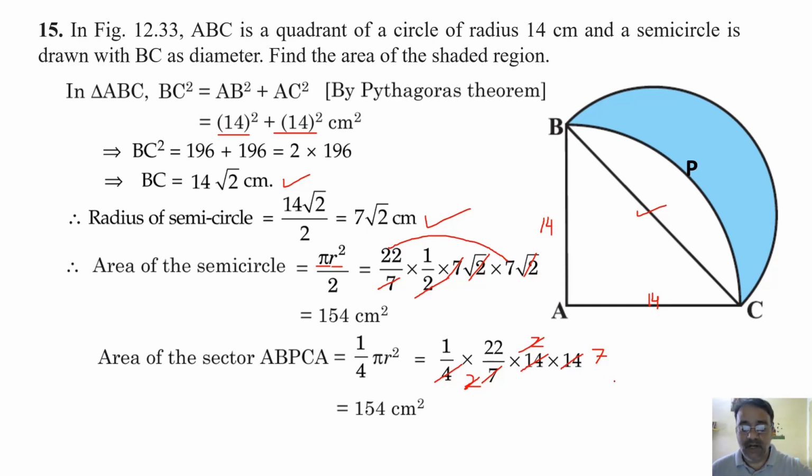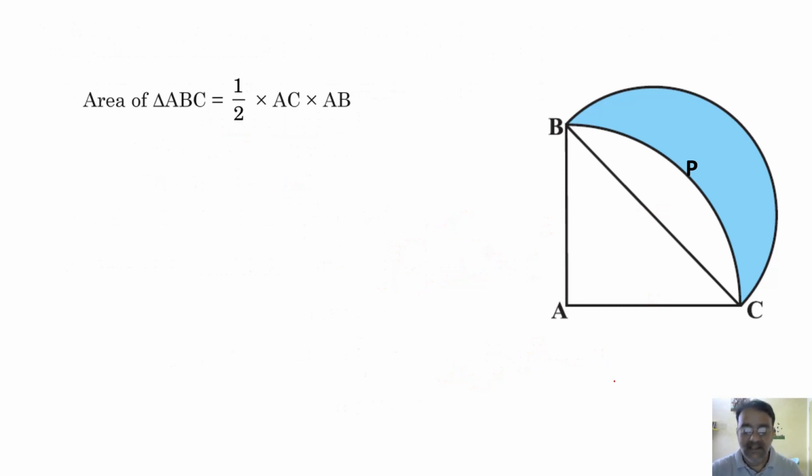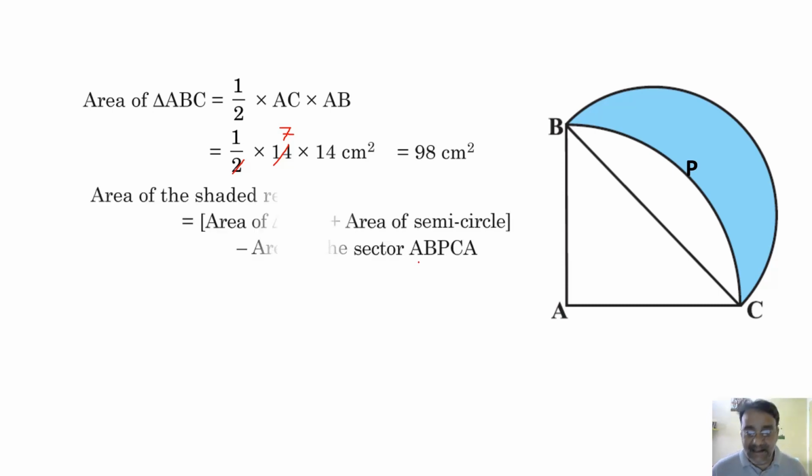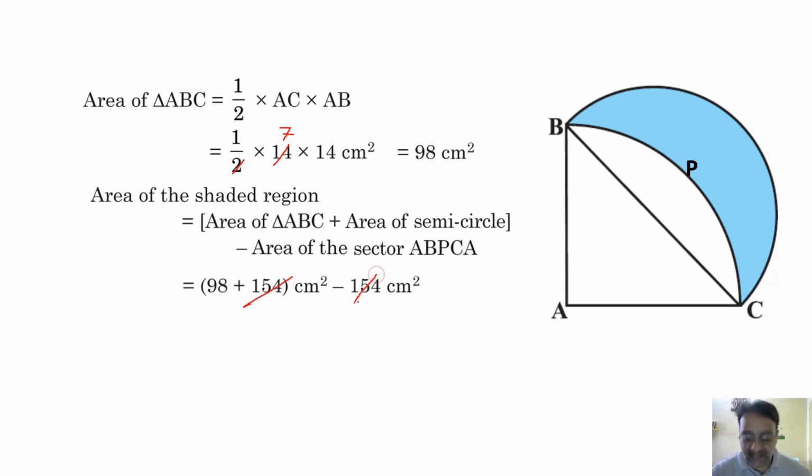Okay, so now only one is left, the area of triangle ABC, that is half into base into height, half into 14 into 14. So we'll get 98 centimeter square. Now the area of the shaded region, I already told you, is area of triangle plus area of semicircle minus area of quadrant, that is sector. So 98 plus 154 minus 154. So these two will be cancelled and finally we will get 98 centimeter square. Any doubt here? No, sir.